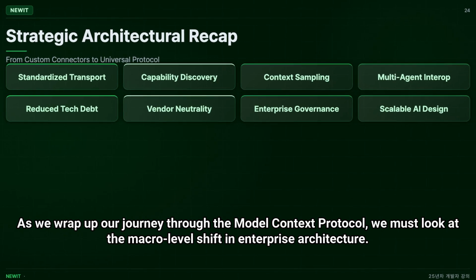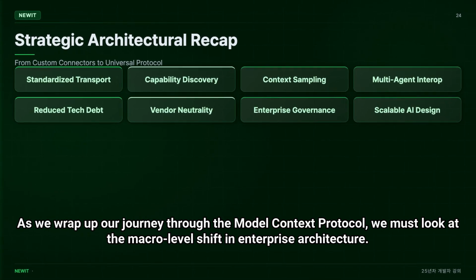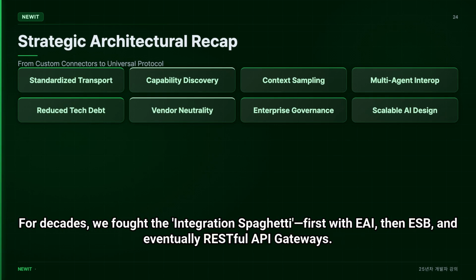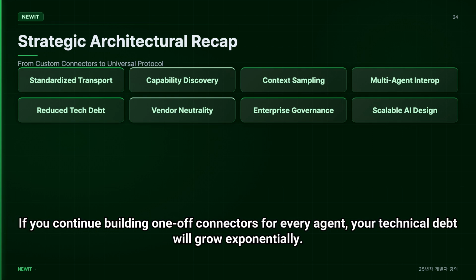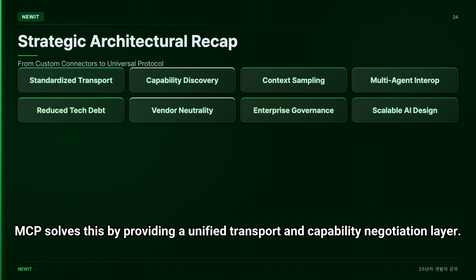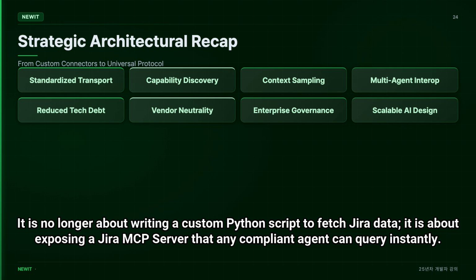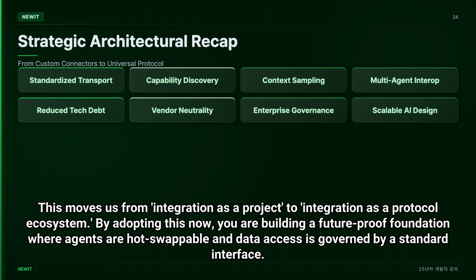As we wrap up our journey through the model context protocol, we must look at the macro-level shift in enterprise architecture. For decades, we fought the integration spaghetti first with EAI, then ESB, and eventually RESTful API gateways. But AI agents introduced a new variable, non-deterministic context requirements. If you continue building one-off connectors for every agent, your technical debt will grow exponentially. MCP solves this by providing a unified transport and capability negotiation layer. It is no longer about writing a custom Python script to fetch Jira data. It is about exposing a Jira MCP server that any compliant agent can query instantly. This moves us from integration as a project to integration as a protocol ecosystem.